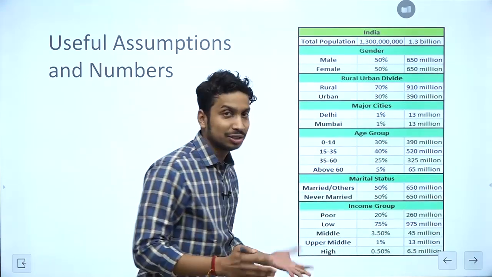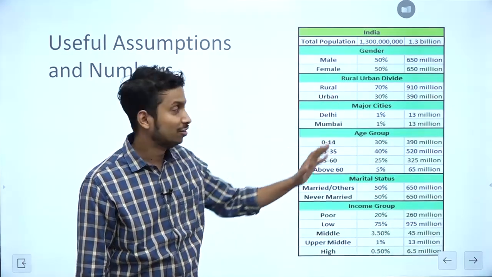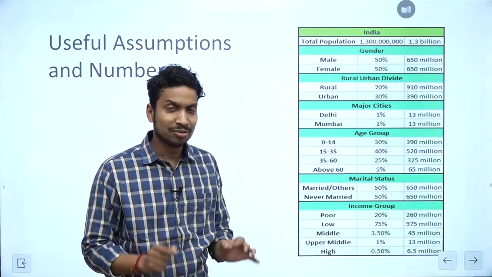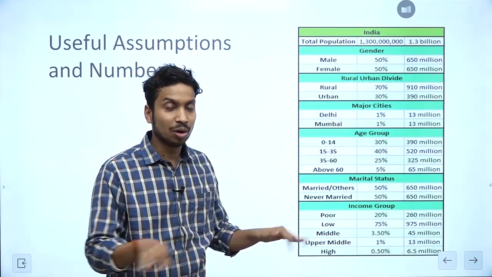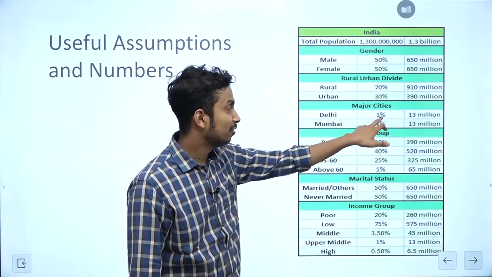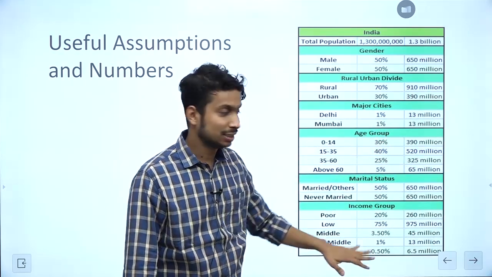For gender, usually the sex ratio is 9:10, but you can assume 50-50%. The divide between urban and rural is 30-70. This is the very basic assumption we use. All the interviewers are familiar with this. Major cities, Delhi, Mumbai, have 1% of the population each. You can assume 10 million, 1 crore population for each.